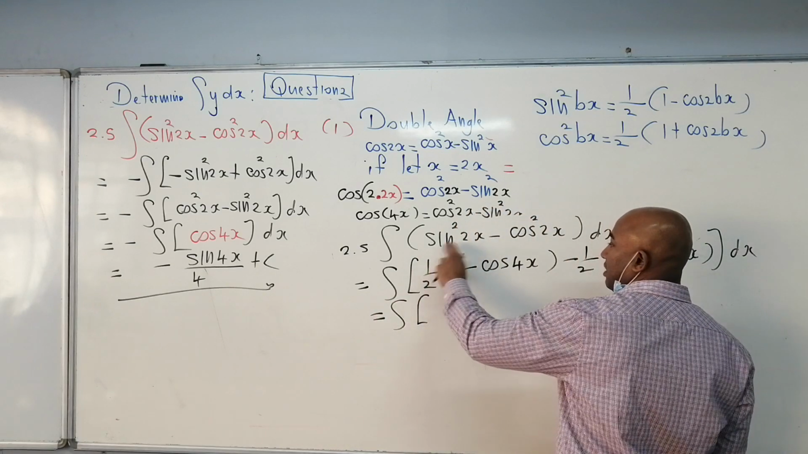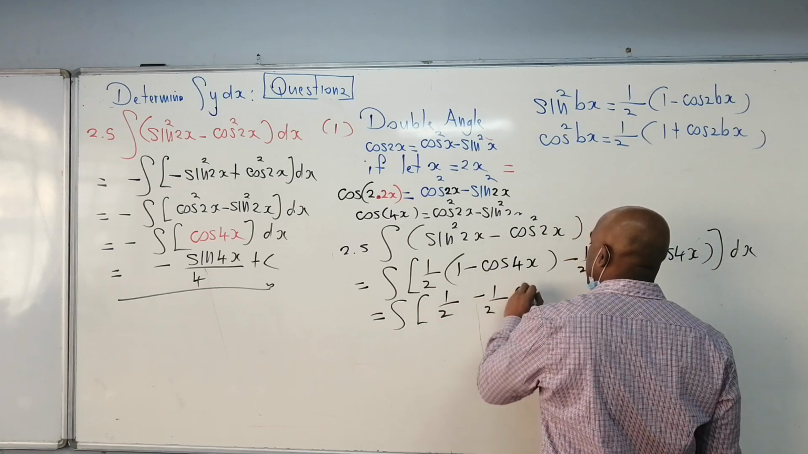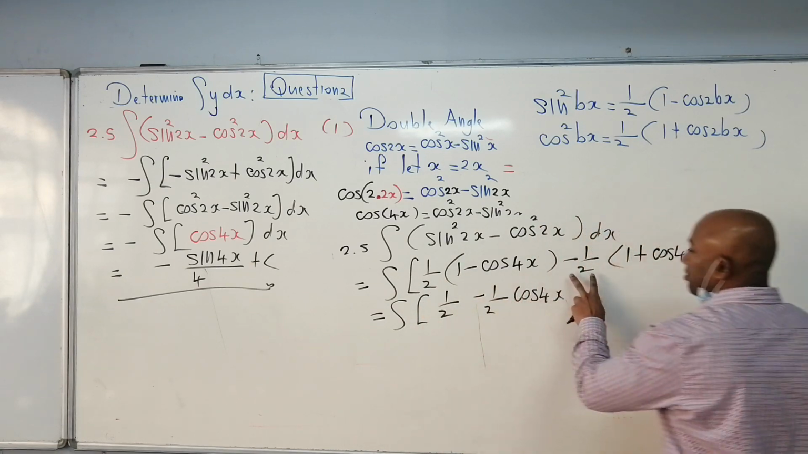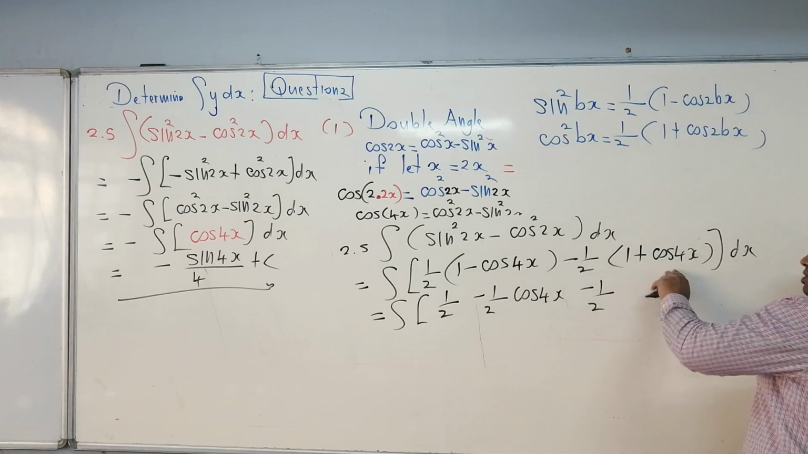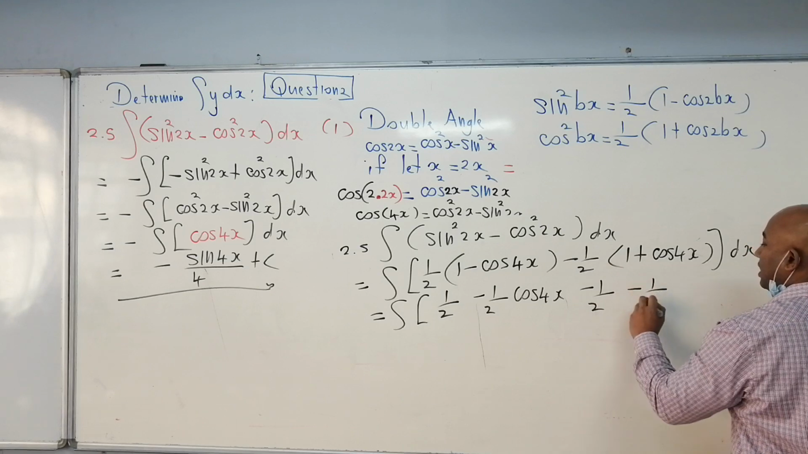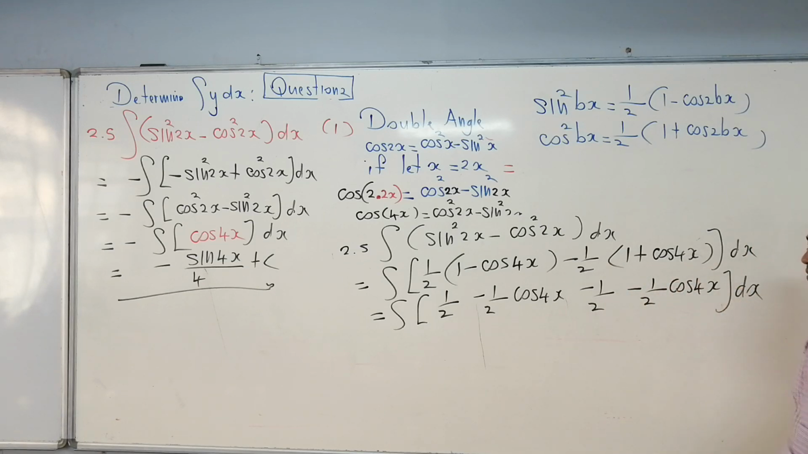So now what happens here? Half times 1 is half minus half cos 4x, minus half times 1 is minus half, times cos is going to be minus half cos 4x. What do you notice now?